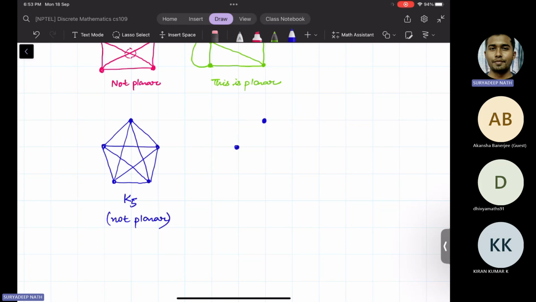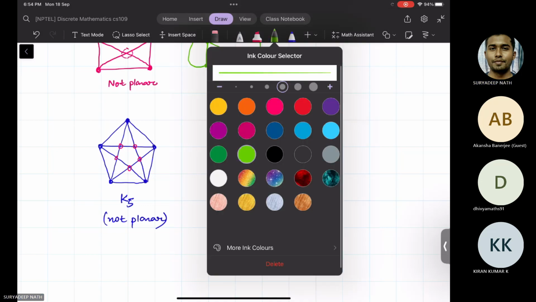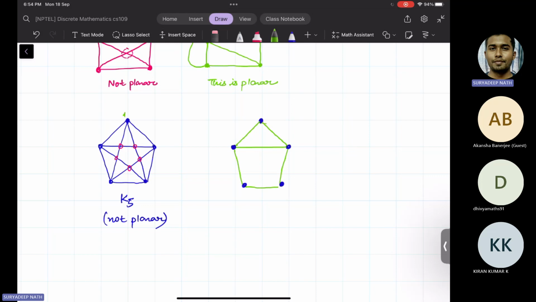So now we'll have to remove some edges to make it planar. Let's see how we can do it. So what we do is we keep the outside edges first. We keep them. For the inside, we see. So the points of intersections are these. So we have 5 intersections. So let's say I take one of the edges out. So I named them 1, 2, 3, 4, 5.